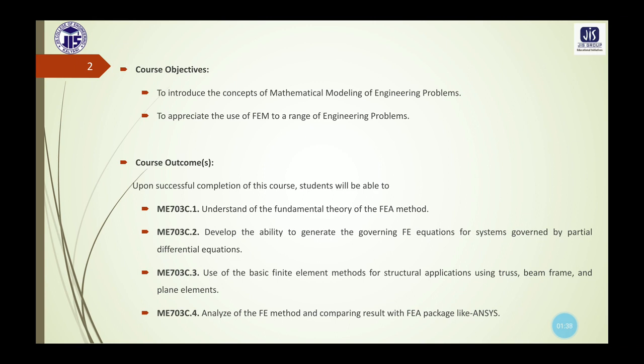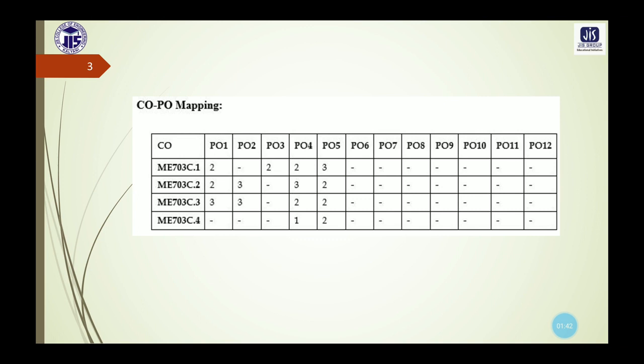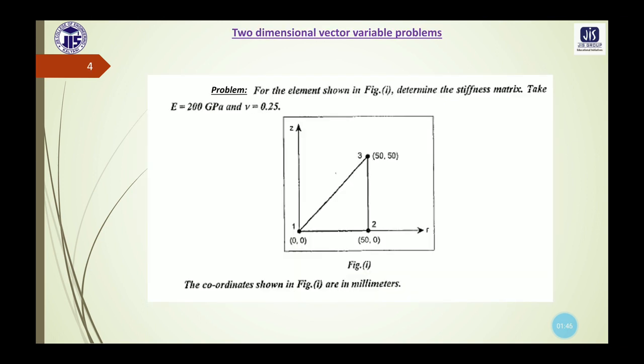These are the course objectives and course outcomes, so I'll skip these first two slides. This is the CO-PO mapping for this course. We will start our discussion from slide number 4.